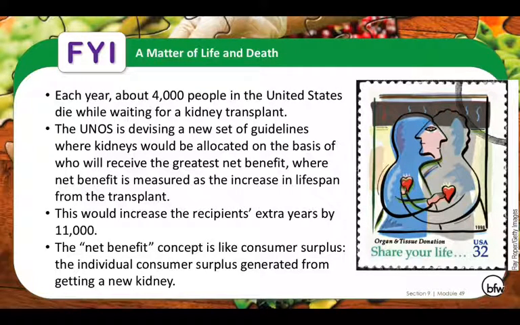Now, here's a practical real-world example of something that deals with consumer surplus. Every year, about 4,000 people in the United States die while waiting for a kidney transplant. The United Network for Organ Sharing is devising a new set of guidelines where kidneys would be allocated on the basis of who will receive the greatest net benefit, where net benefit is measured as the increase in lifespan from the transplant. This would increase the recipients' extra years by 11,000. The net benefit concept is kind of like consumer surplus, the individual consumer surplus generated from getting a new kidney.